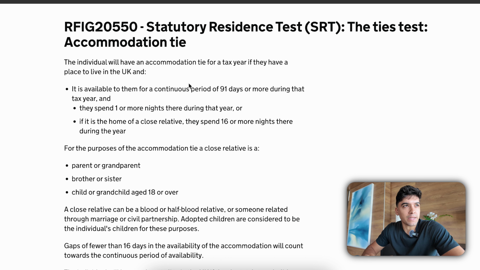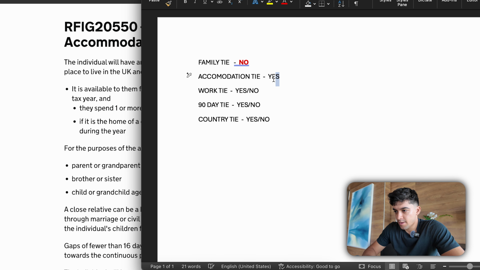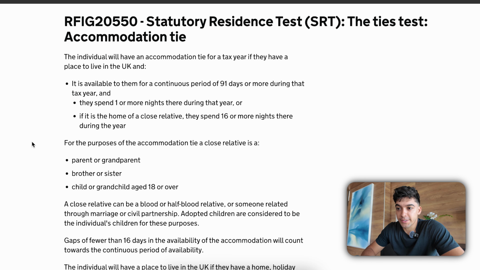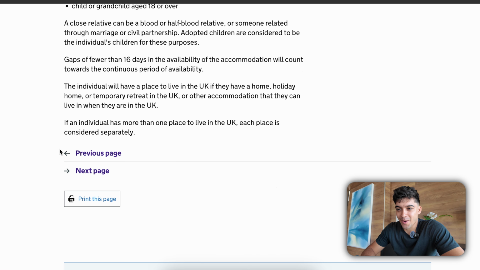But most of you probably grew up in some place in England and you had your own room and your own bed at least, and when you leave, that's just available. So you meet this, and probably when you go back home, you go back to your parents and spend 16 nights there. So the accommodation tie is a yes for most people. Again, we're going to talk about why and how. And again, I'm trying to show you why 90 days might not be enough.